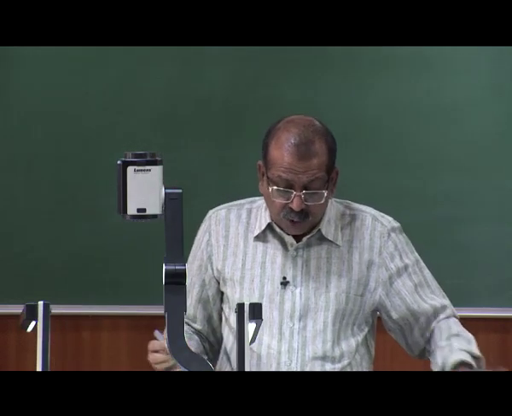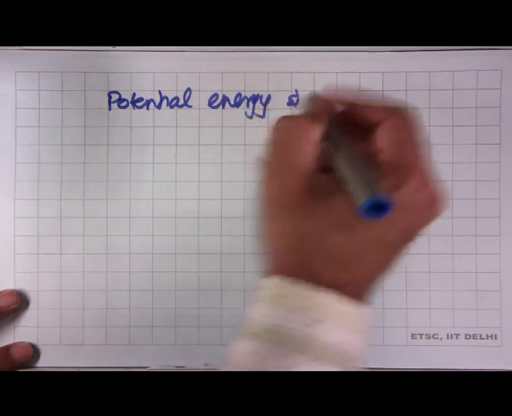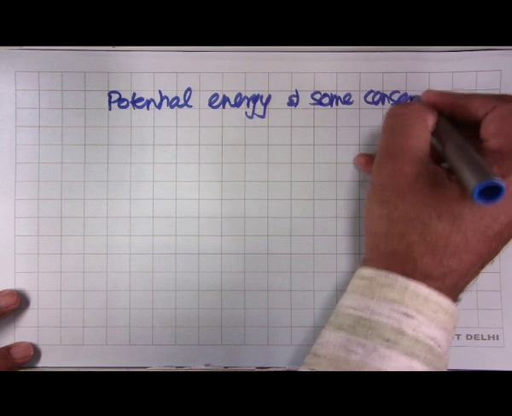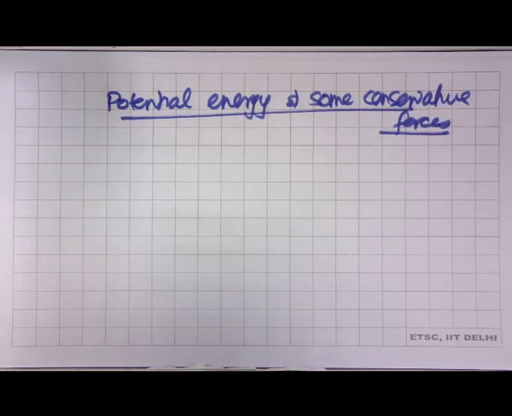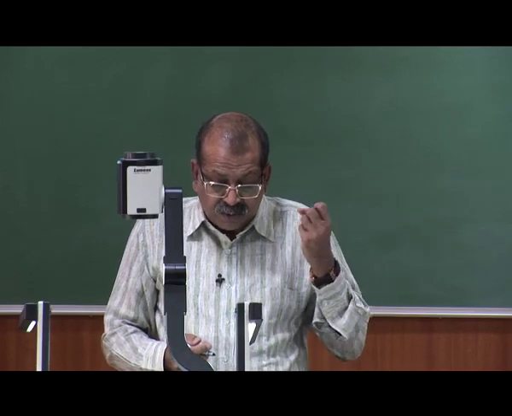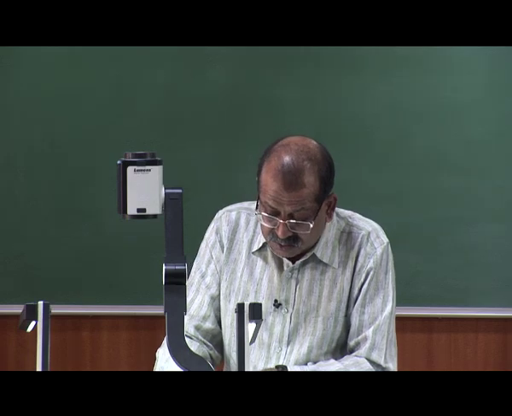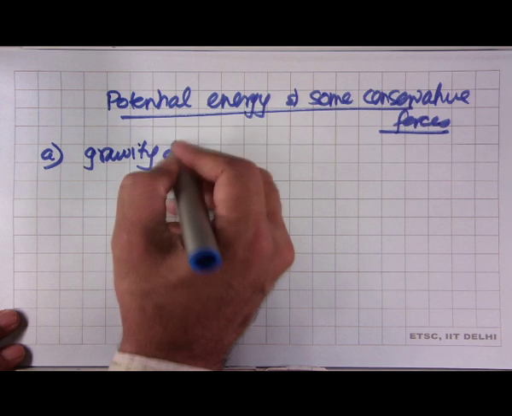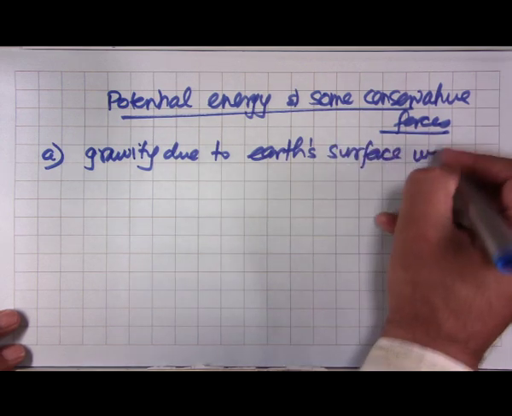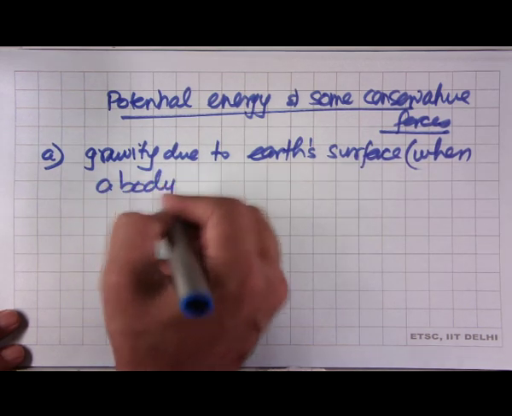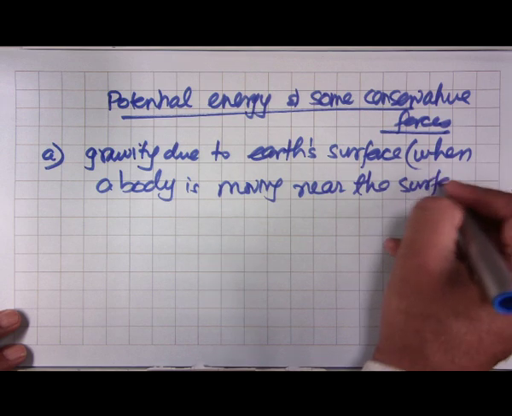Now let us look at the potential energy of some conservative forces. These are the typical conservative forces which will come in our problems when we solve, which are common to day to day life. And the first conservative force which we have seen very clearly is gravity due to Earth's surface, when a body is moving near the surface.